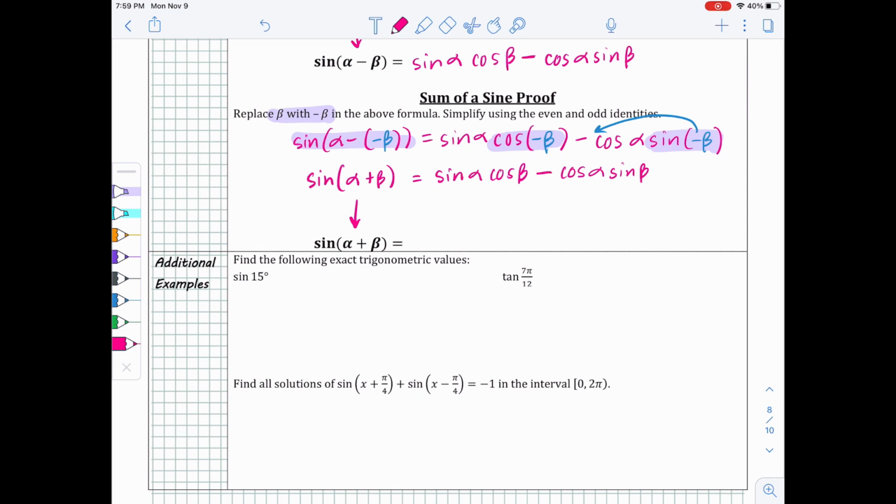So our sine of alpha plus beta is equal to the sine of alpha times the cosine of beta plus the cosine of alpha times the sine of beta. My signs were incorrect. I just fixed them.